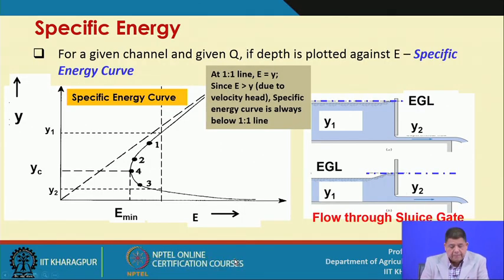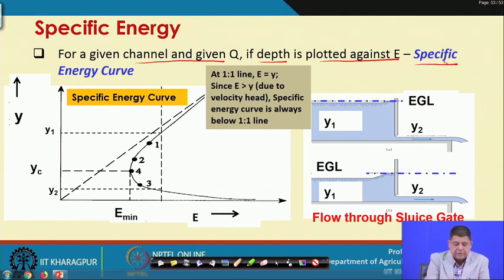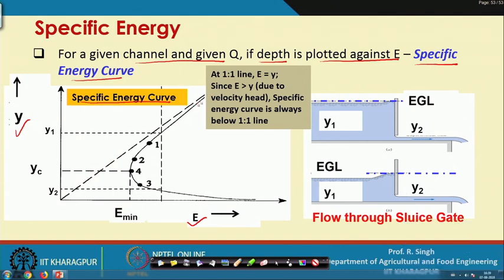So, we can make a specific energy plot. For a given channel and given Q, its depth of flow is plotted against E, and then we get the specific energy curve. So, y is plotted against E, and the curve we get is referred to as the specific energy curve. Now, you can see that this dotted line represents the 1:1 slope line.